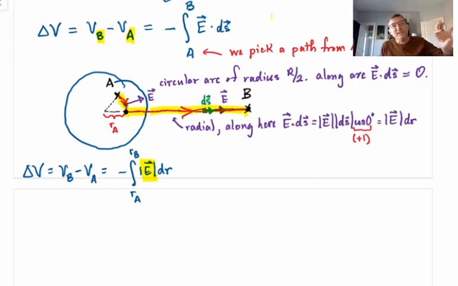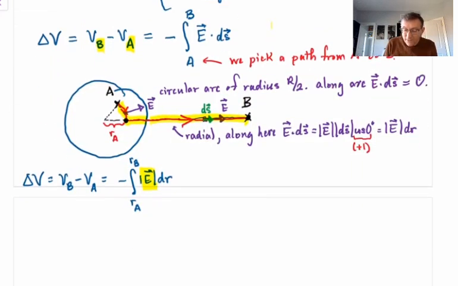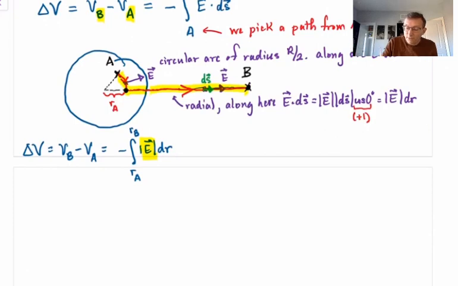And if I'm at a point inside the sphere, then the electric field expression I have to use is the one up here labeled E1. But if I'm at a point outside the sphere, then I have to use the electric field expression E2. So, and here's an important point coming up. For this integral along the radial line from R_A to R_B, I have to break it up into two parts.